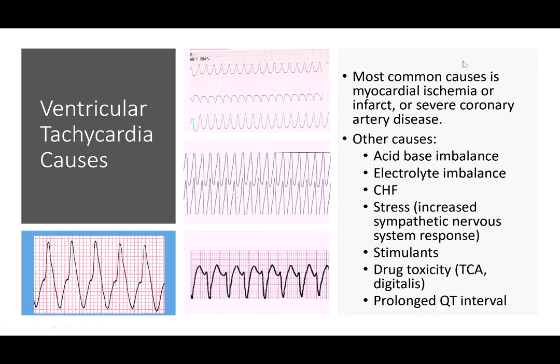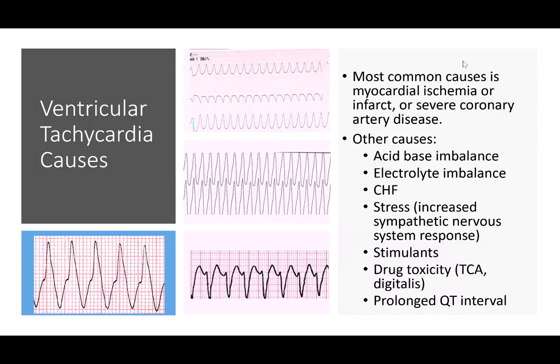But the most common cause of VTach is going to be your myocardial infarction, so heart attacks. We see this commonly in heart attacks. We can see it with severe ischemia, cardiac ischemia, especially some widespread ischemia. Other causes of VTach could be your acid-base imbalance, could be electrolyte imbalance. CHF commonly goes into VTach because their ventricles are already irritated and having issues. Could be some severe stress causing a huge sympathetic nervous system response, but that would be pretty unlikely.